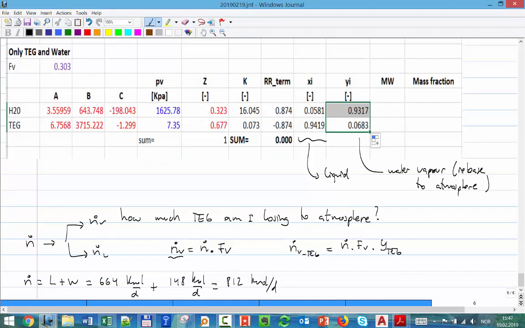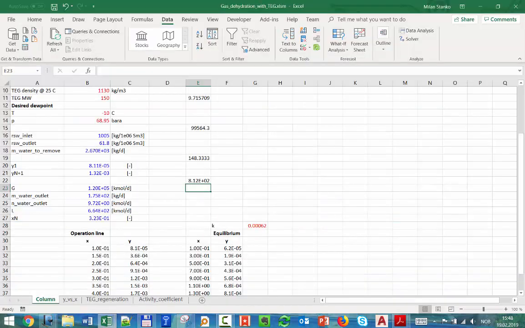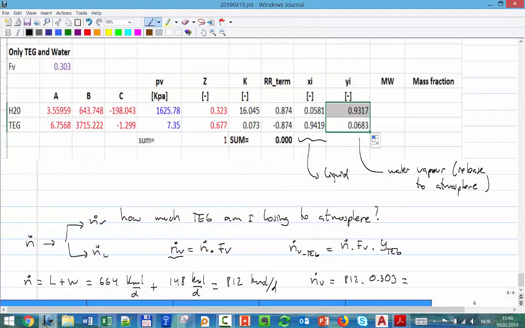Now to calculate N vapor, that is 812 times 0.33. How much is that? 303, sorry. And then times 303, okay, 246.